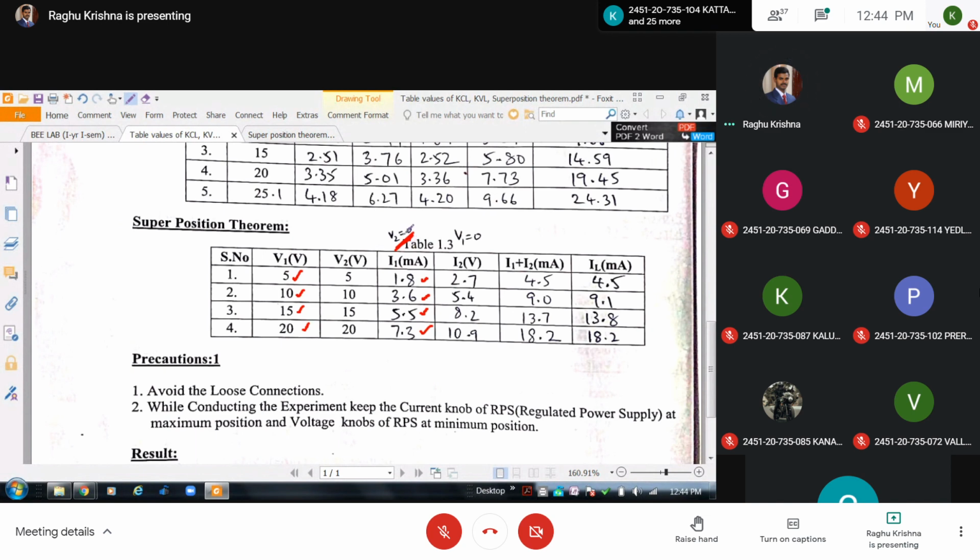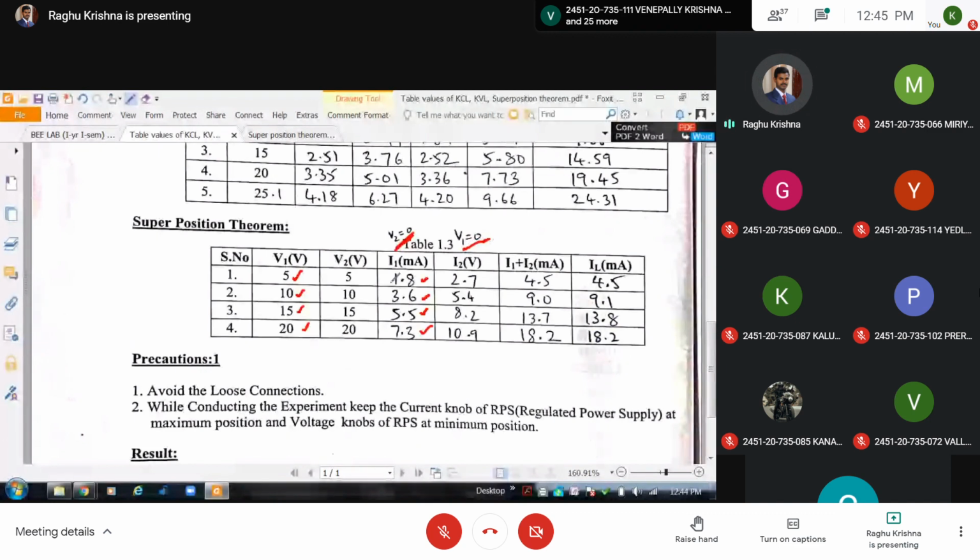Next, I am going to make V1 as 0 by placing a short circuit, just by using a connecting wire across the terminals. I am making V1 as 0.